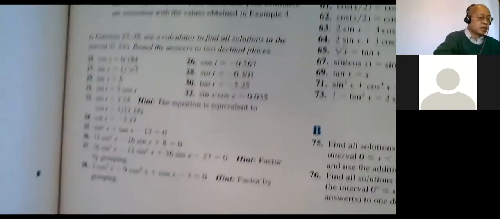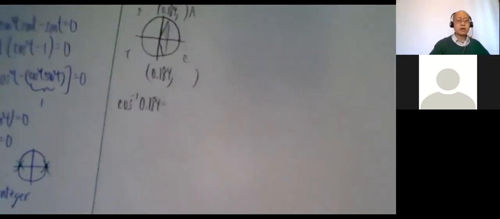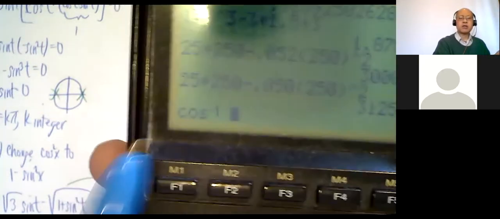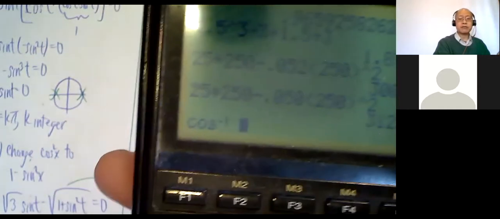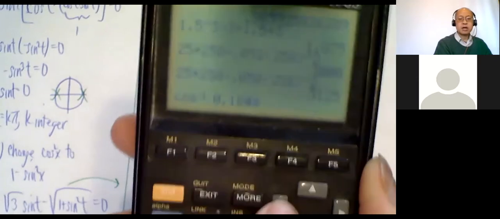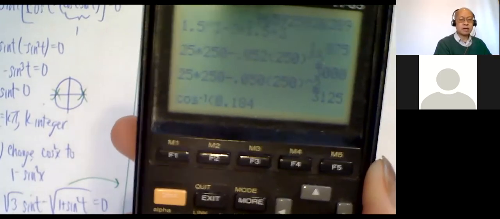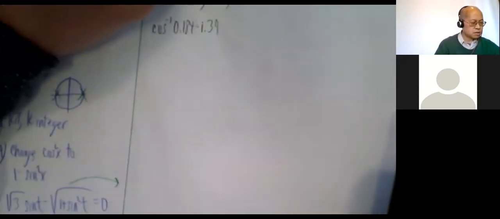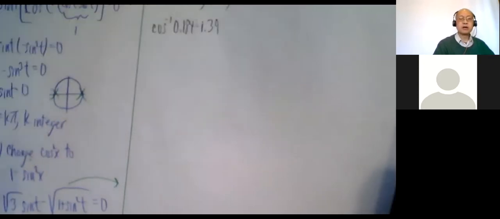And in directions, it says round to 2 decimal places. All right, so inverse cosine is the second function. So I hit second function cosine, and on my calculator, it pops up with cosine to the -1. Okay, it doesn't mean reciprocal. It's inverse cosine, and 0.184. And once again, some of your calculators automatically give you the left paren. Then you should close it with the right paren. All right, 1.385 to 2 decimal places, that's 1.39. So this angle is 1.39 radians.